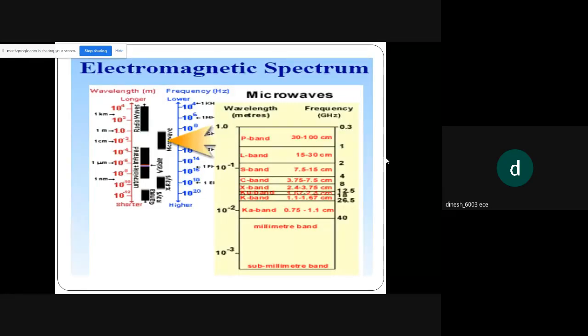This is the electromagnetic spectrum placement. The microwaves are placed as P band, L band, S band, C band, X band, Ku band, K band, Ka band, millimeter band, and the sub-millimeter bands, so that they are in the microwave bands of the electromagnetic spectrum. So have a look over this. Then I'll continue in another 2 or 3 minutes.